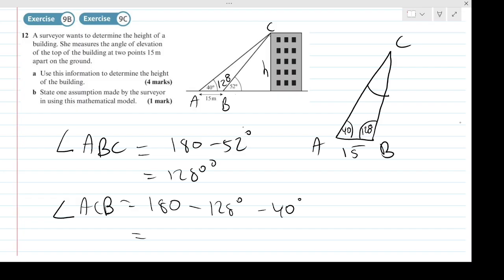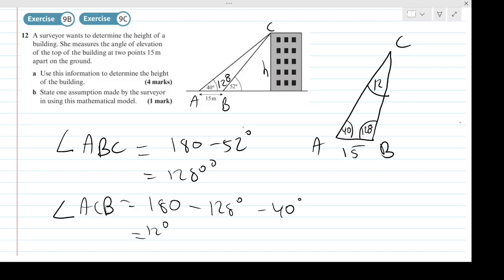So that would be 12. So again, it's going back to that tip I described earlier, that you might need to find other missing angles by considering angles in a triangle or on a line. So your basic angle facts. So now we know that's 12. So now we can find any second side by the sine rule. But which one? Let's have a think.